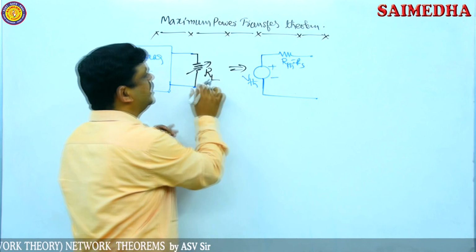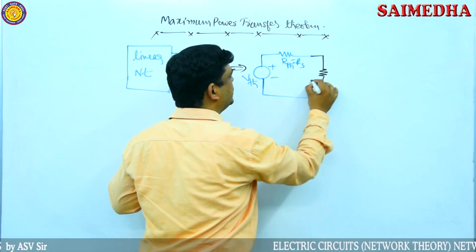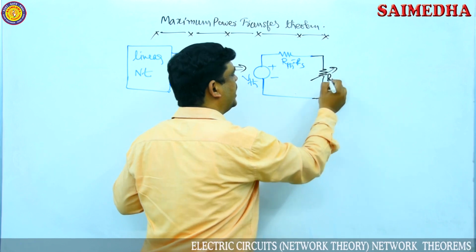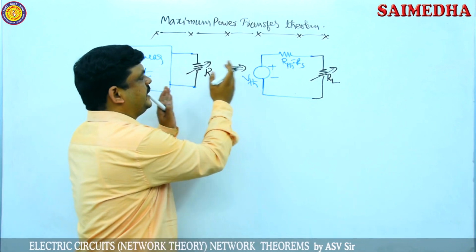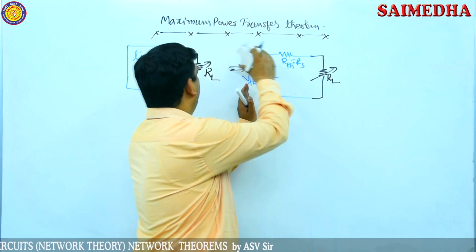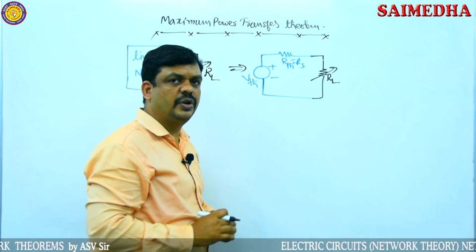Now the complete network is connected with one resistor. That resistor is the load resistor, a variable resistor, so this RL value is changing. So now the complete linear network is replaced with the Thevenin's equivalent circuit and the load resistor is connected as it is. Then I want to find out the power of the load resistor.